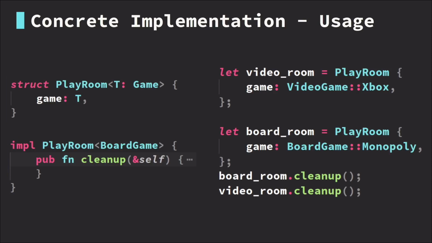On the right, we create a playroom that contains a video game and also a playroom that contains a board game. We have defined some functionality on playrooms, as we can see here. However, this functionality is only for board games. So when we call this line here to do a cleanup on the board game room, it'll work just fine. However, if we try to do a cleanup on the video game room, we'll end up getting an error.